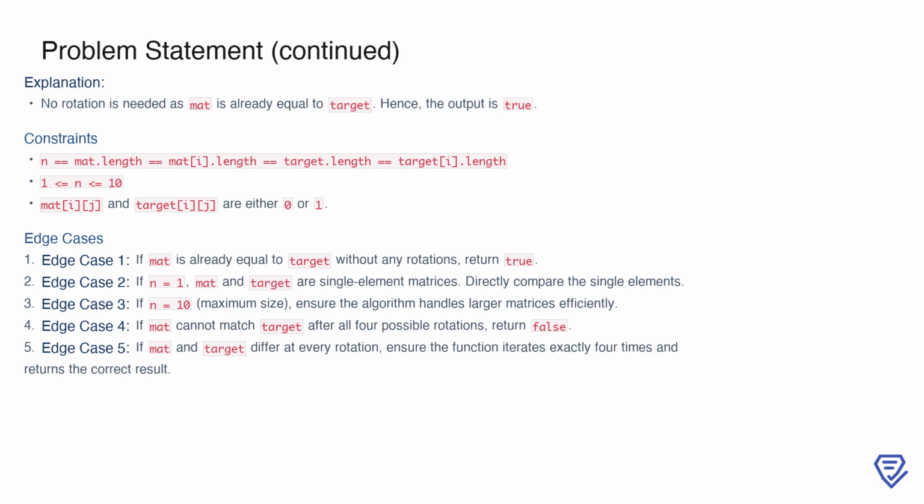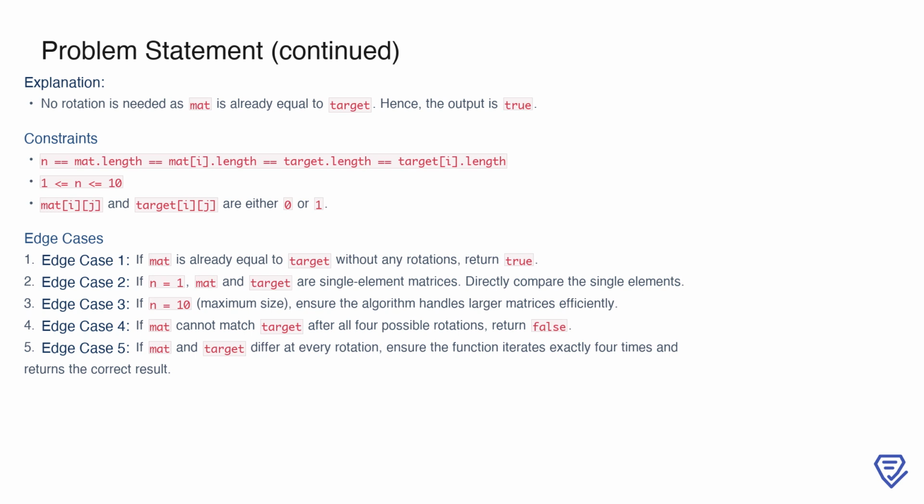In the third example, mat is 1, 1, 0, 1, and target is also 1, 1, 0, 1. In this case, mat is already equal to target, so no rotations are needed. As a result, the output is true.